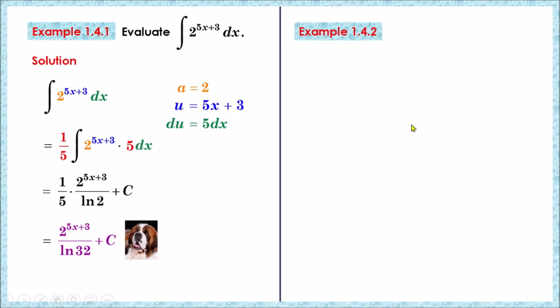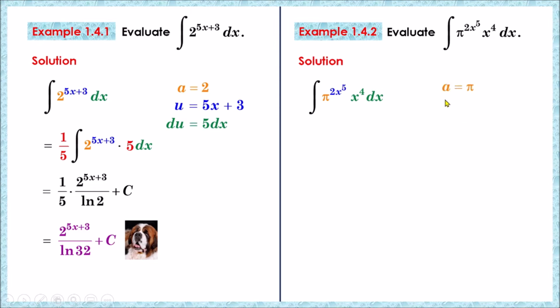Example 1.4.2. Evaluate the integral of pi to the 2x to the 5th times x to the 4th dx. Solution. Given the integral of pi raised to 2x to the 5th times x to the 4th dx, a here is equal to pi, u is equal to 2x to the 5th, du is equal to 10x to the 4th dx.